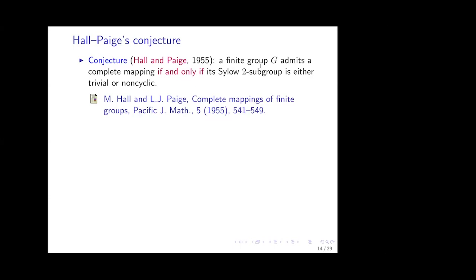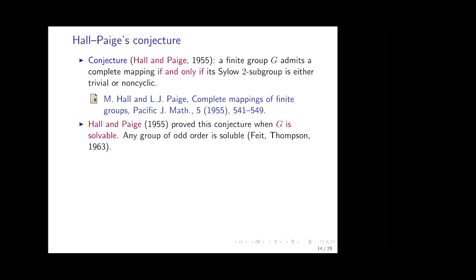G31 difference matrix over a finite group G, if and only if its Sylow 2-subgroup of G is either trivial or non-cyclic. Hall and Paige in the same paper proved this conjecture when G is solvable, and we know that any group of odd order is solvable. So that means the existence of a difference matrix with 3 rows has been solved.